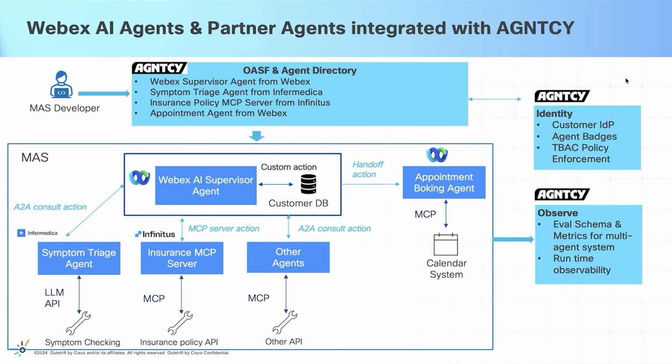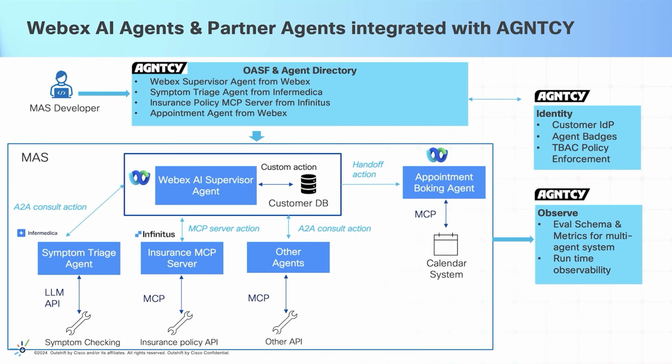An agency is helping developers like this to compose this entire workflow and also put identity out there and also evaluate by our Observe SDK. So the overall developer workflow will be like this. They will go to the agency agent directory to find the required agents. In this case, it will be the symptom triage agent from our partner Infinitica, and also the insurance policy MCP server from our partner Infinitus, and also definitely Webex will have Webex supervisor agents and also appointment agent to conduct the workflow.